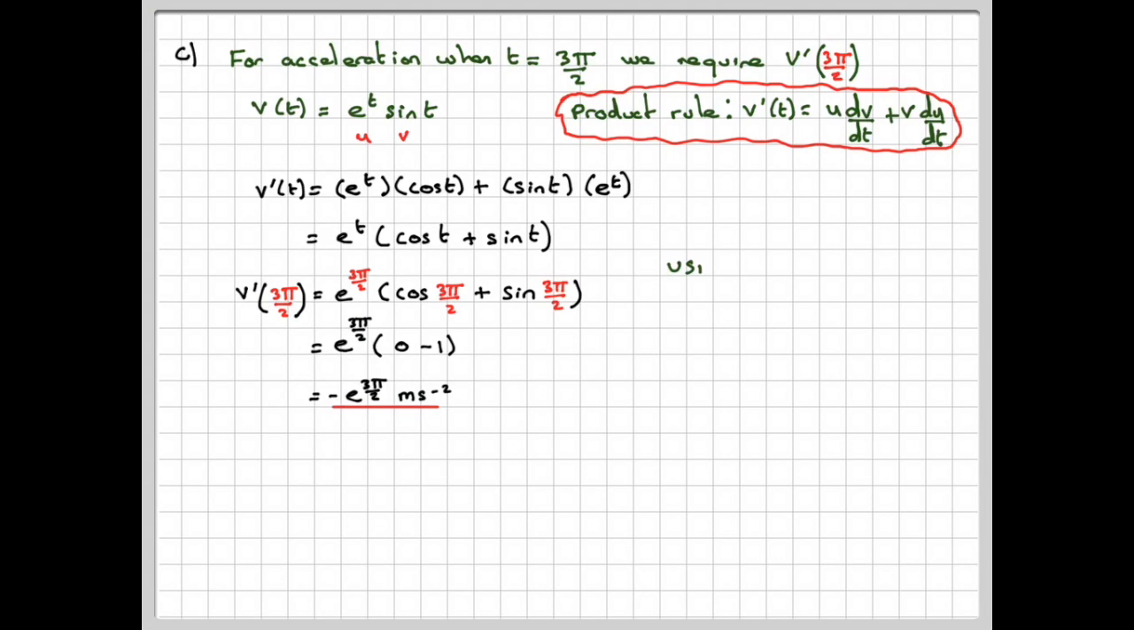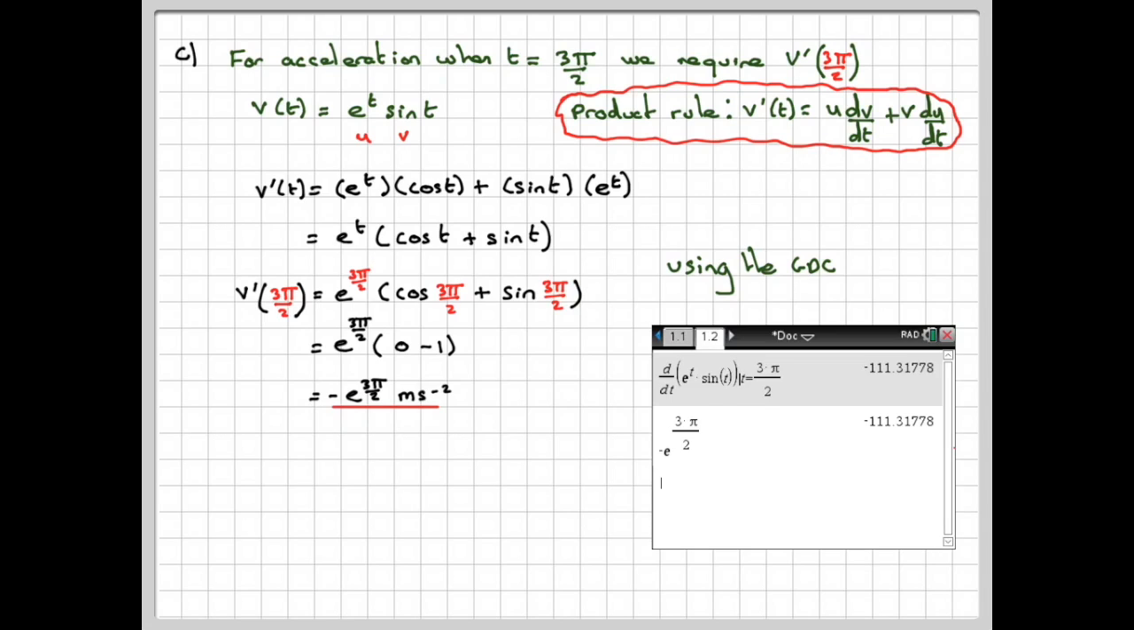So if it was a calculator paper, we would probably write this down: d/dt when t is equal to 3 pi by 2 of our function e to the t times sine t, the full calculator answer, and then it rounded off correct to 3 significant figures. So it's minus 111 meters per second squared, because we're doing acceleration.